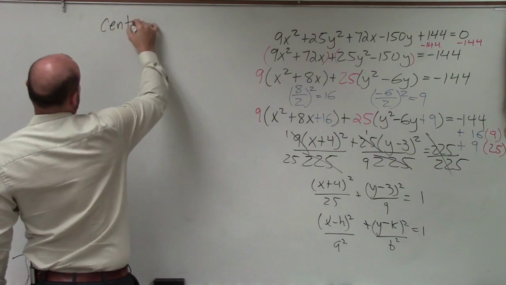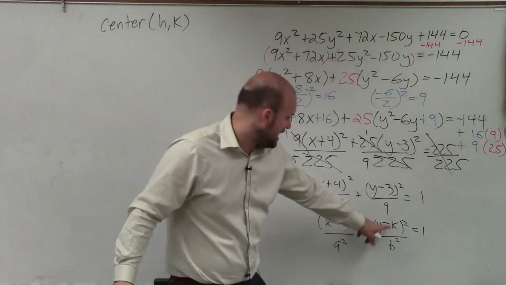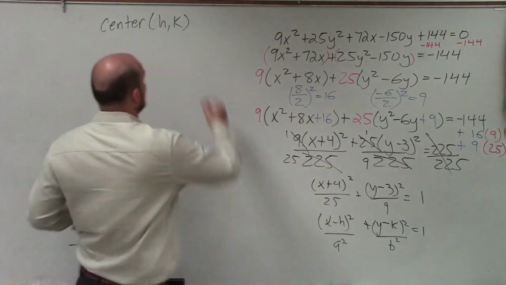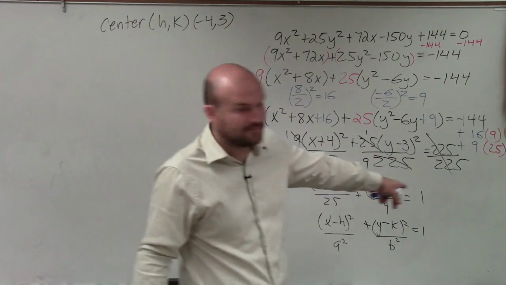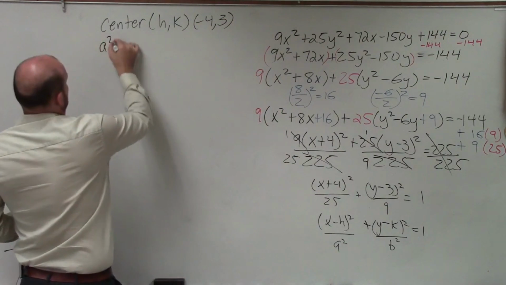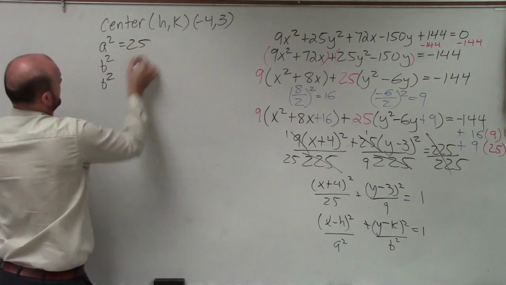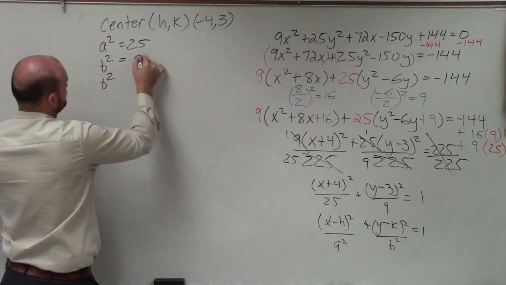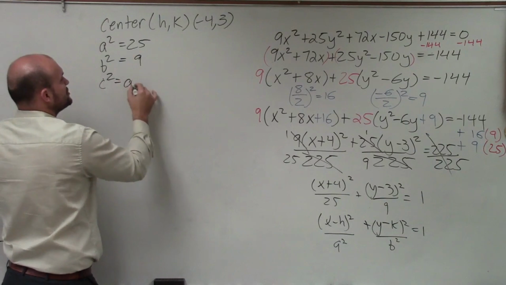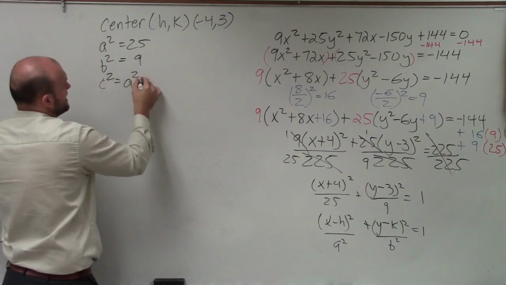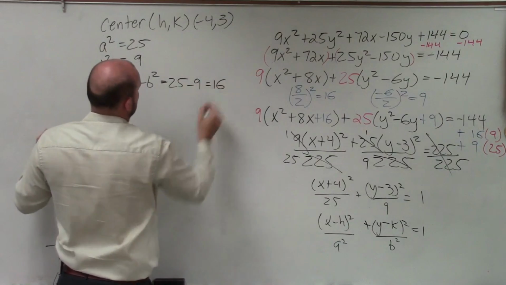First thing I need to know is the center. And the center is in the form of h comma k. So it's opposite of h, opposite of k. So in this case, my center is -4, +3. It's the opposite of your h and your k. The next thing is I need to figure out what is a squared, what is b squared, and what is c squared. Well, a squared is 25. B squared is 9. And c squared, we don't have anything for c squared there, but there is a relationship for c squared, which is a squared minus b squared, which is equal to 25 minus 9, which is equal to 16.